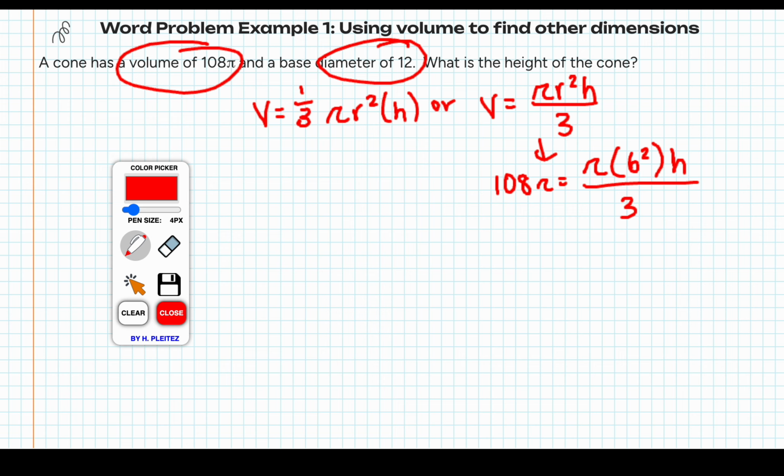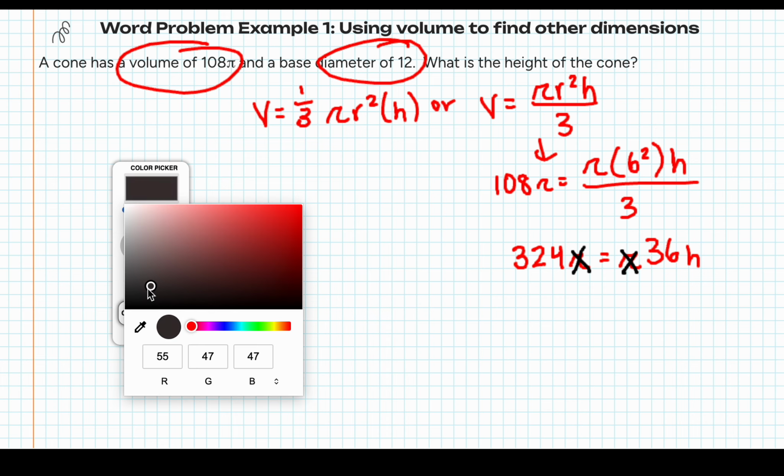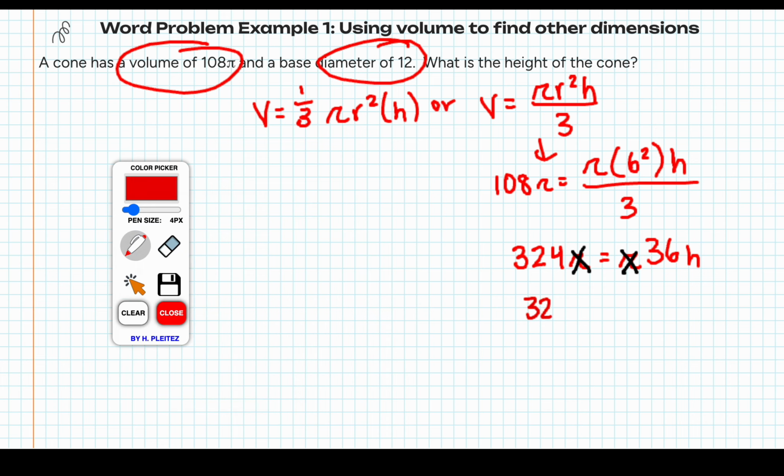Now what we do is multiply by 3 on both sides. When we do that, we get 324 pi equals pi times 36h. Now we see pi on both sides of the equation. When that happens, we know that they're going to cancel out. So if we rewrite it, we get 324 equals 36h. Now we divide by 36 on both sides to get our height by itself, and we get that 9 is equal to our height.